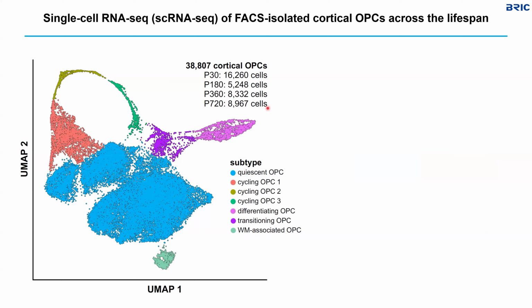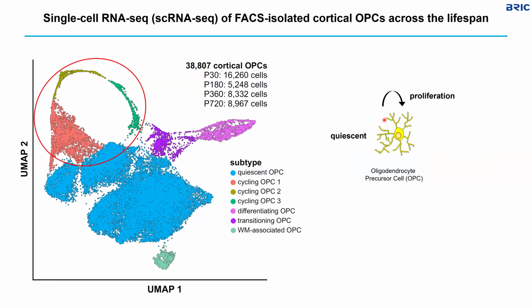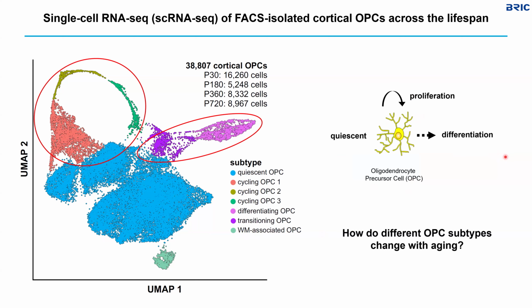I was then able to resolve different subtypes of OPCs, and these different subtypes represent different states of oligodendrocyte precursor cells. Again, the biggest population of the subtypes represented in my data are the quiescent OPCs. I do have a very nice population of proliferating OPCs, as well as OPCs that are undergoing differentiation. So now the question was, how do these different subtypes of OPCs change with aging?